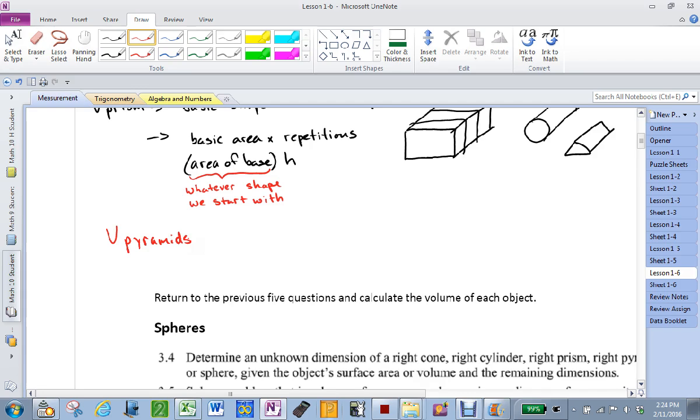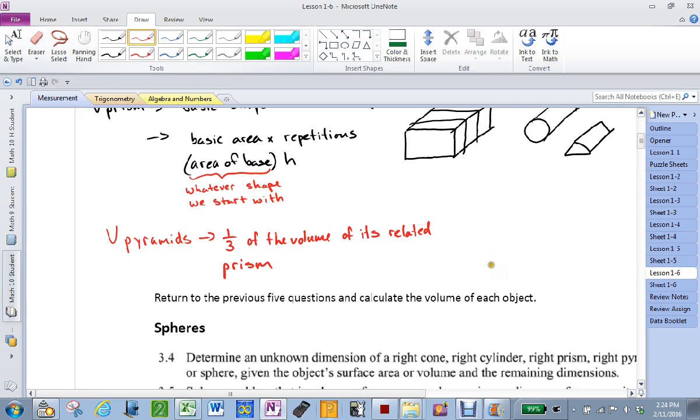And fortunately for us, before they had PlayStation, the Greeks did a bunch of experiments with this. And they found out that a pyramid is exactly 1/3 of the volume of its related prism. And that's all of them.